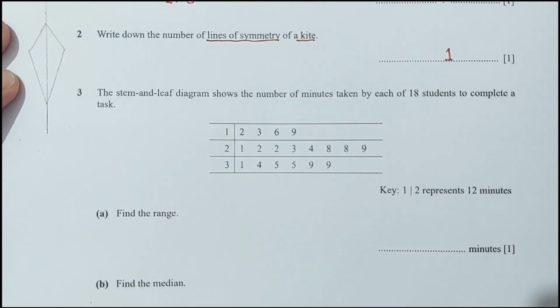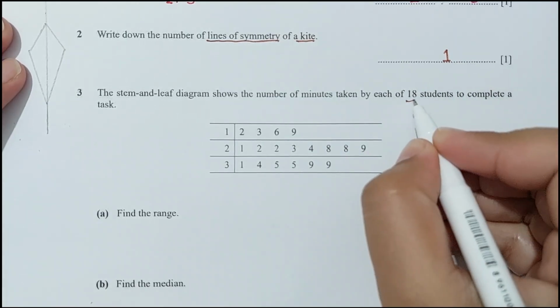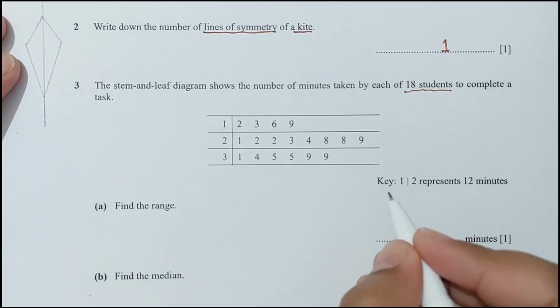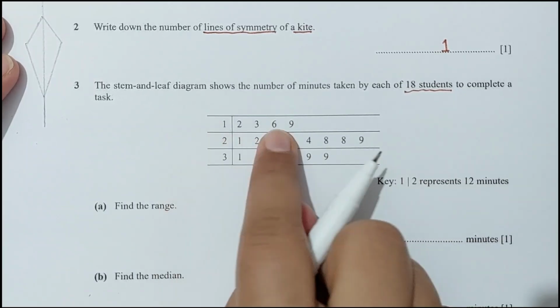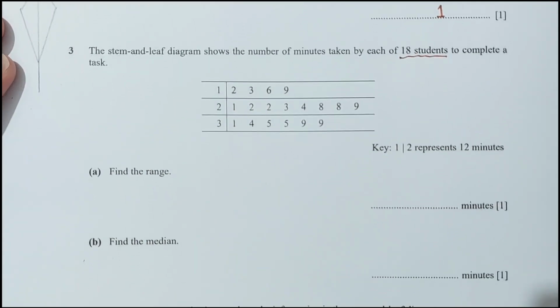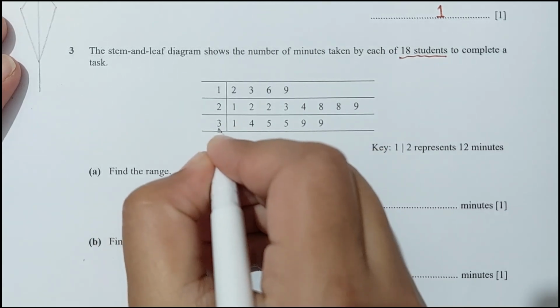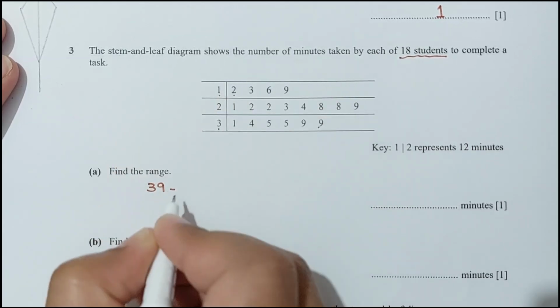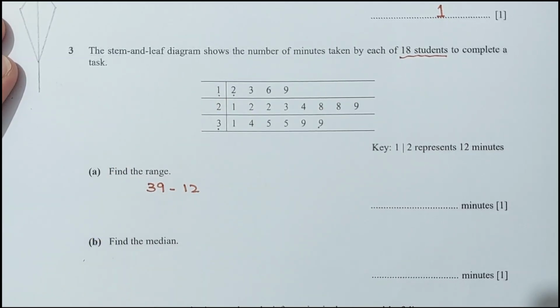Question number 3, the stem and leaf diagram shows the number of minutes taken by each of 18 students to complete a task. The key 1 and 2 represents 12 minutes. Part A, find the range. Range is the difference between the higher and the lower one. The higher number is 3 and 9, which is 39. Subtract the lower number, 1 and 2, which is 12.